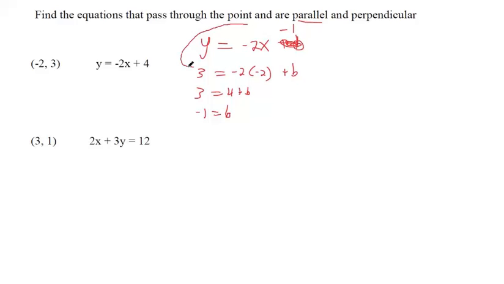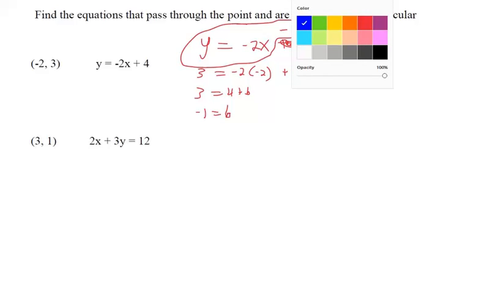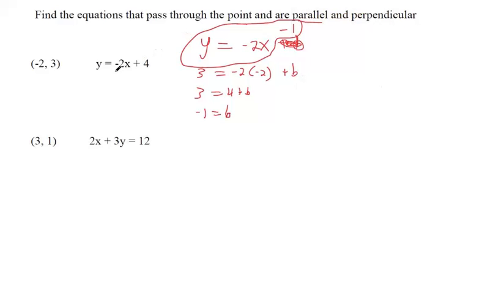We found the slope and the y-intercept, so this is what you have to write for the equation of the line that passes through and is parallel. Perpendicular just means the negative reciprocal, or the opposite sign reciprocal. So if you have -2 over 1 for a slope, which is what -2 is, then a perpendicular line has a slope of 1 over 2. It has the opposite sign, and it's the flip of the fraction.